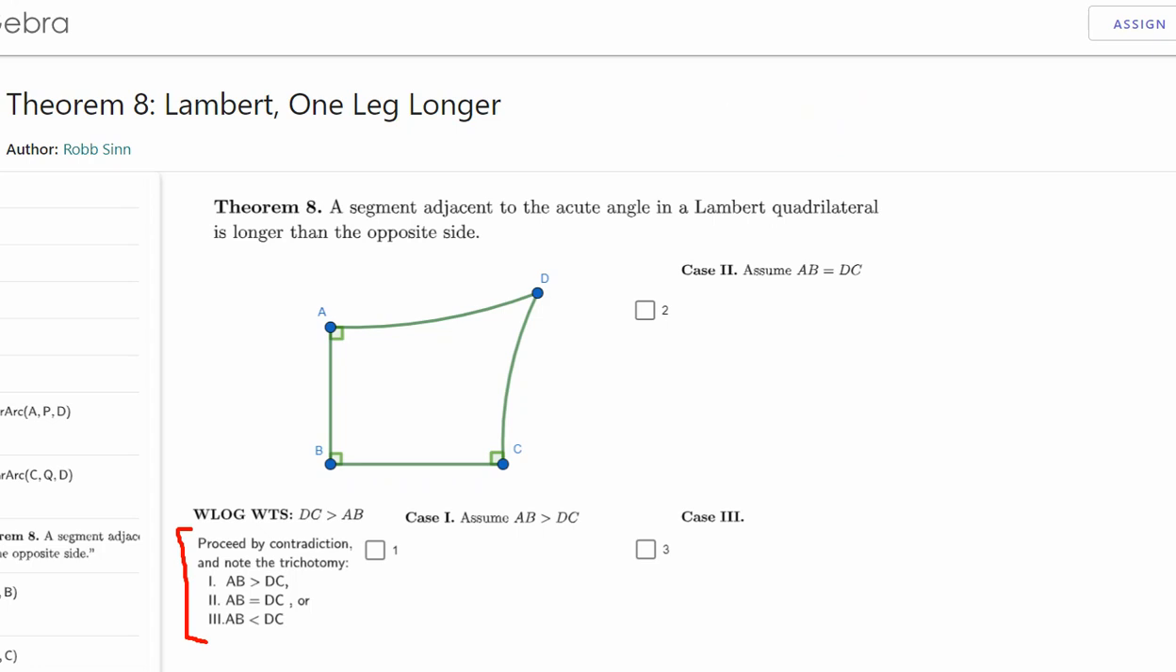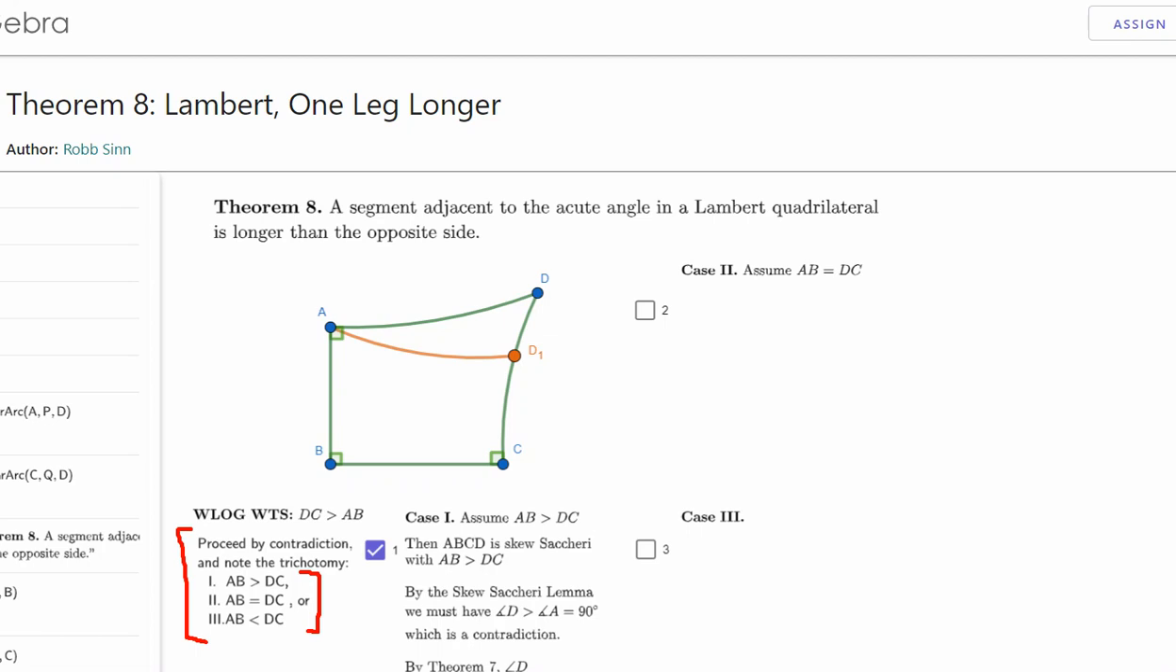So notice that we start. So either leg AB is longer than DC, or it's equal to it, or it's less than it, okay? And we start with the first case. Okay, assume that AB is greater than DC.